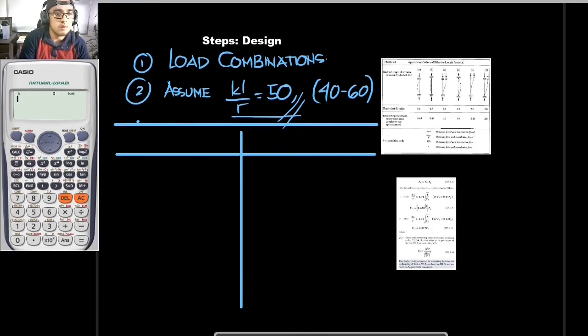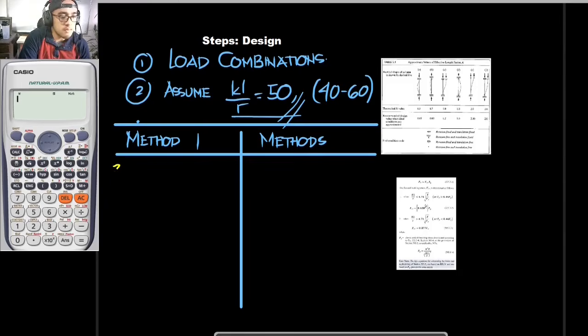Let's put it here. So here is our method 1. So after step 2, and this is to be method 2. So you have two methods in designing your compression members. Okay, so for method 1, let's change the color again. So let's just use yellow here.